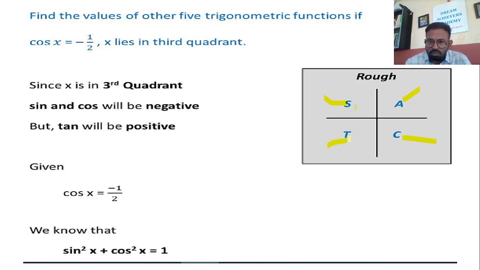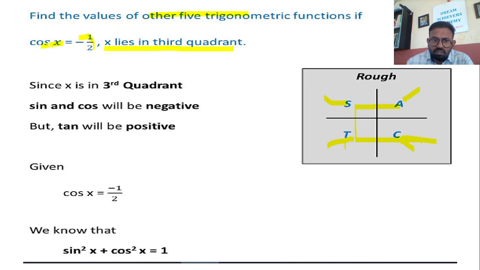Add sugar to your coffee, like this you can make a clue, or you can make another one, after school to college, like this you can make a trick and remember this. So add sugar to your coffee means in the first quadrant all are positive, in the second quadrant sine and its reciprocal are positive, in the third quadrant tan and its reciprocal are positive, in the fourth quadrant cos and its reciprocal are positive. Here they are asking us to find the 5 trigonometric functions where cos x is equal to minus 1 by 2, and x lies in the third quadrant.